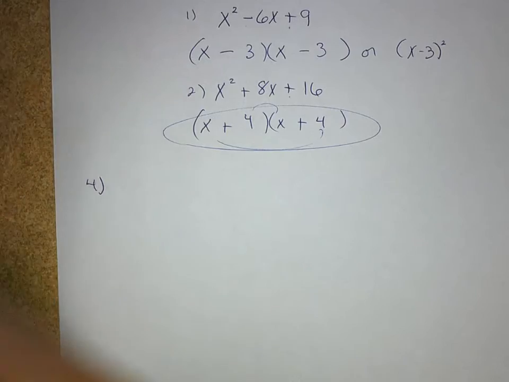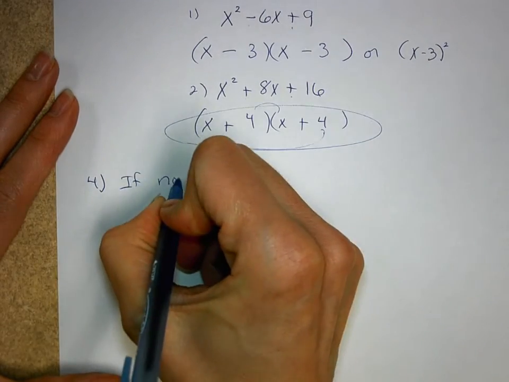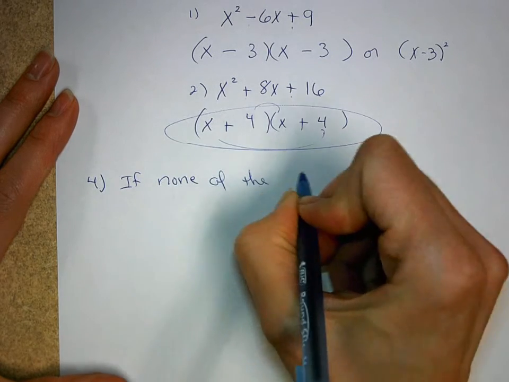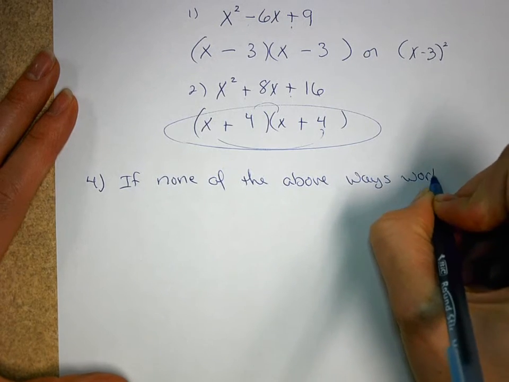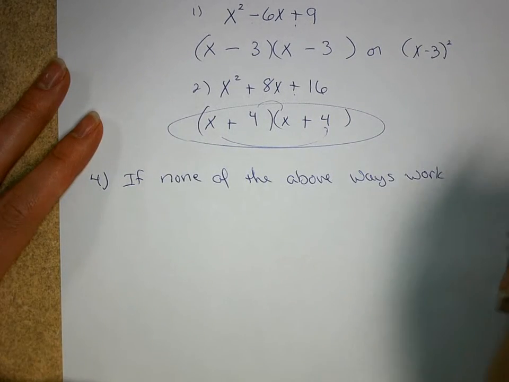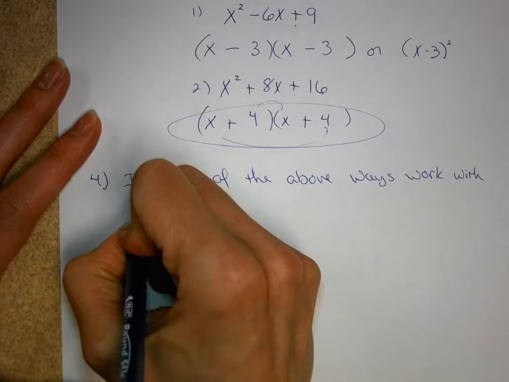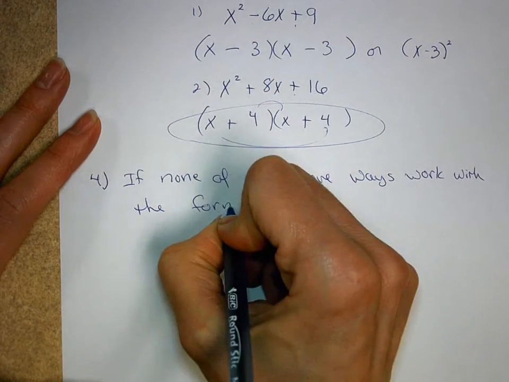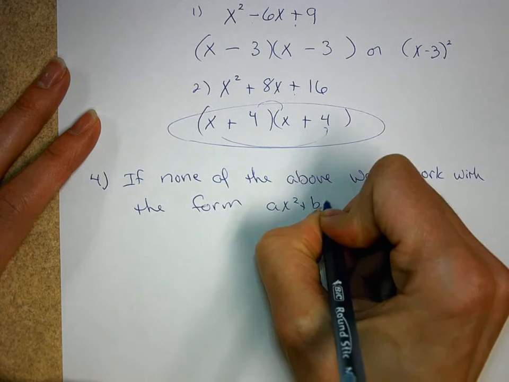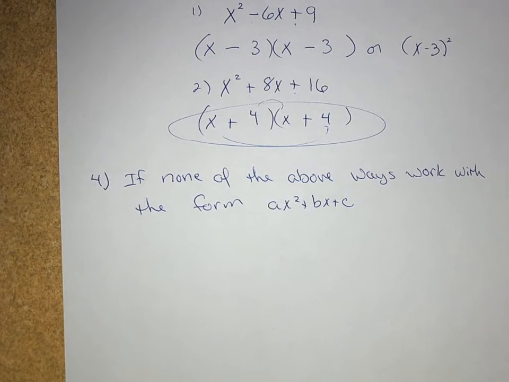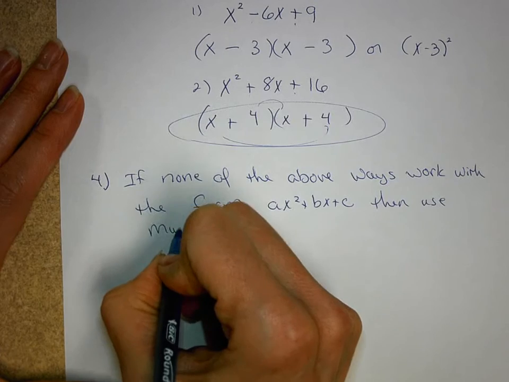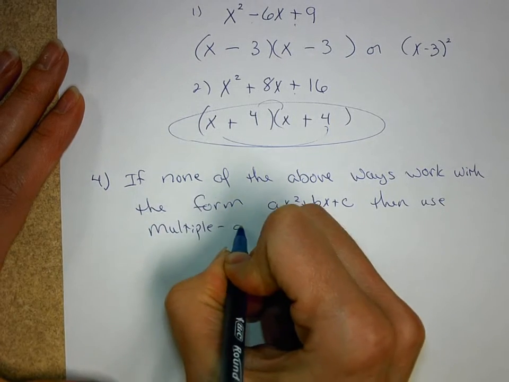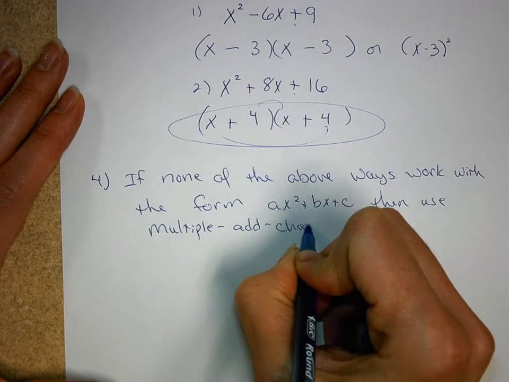If none of the above ways work, with the form ax squared plus bx plus c, then use multiply, add, choose method.